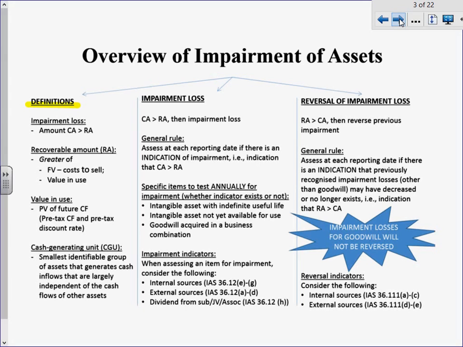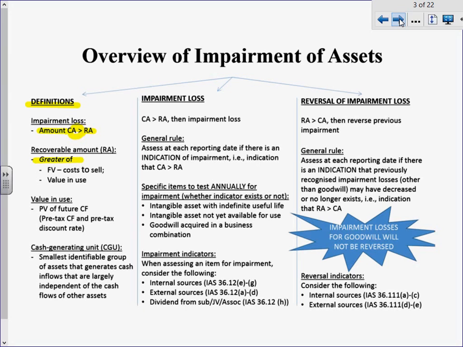Important definitions. So what is an impairment loss? An impairment loss is the amount by which the carrying amount exceeds the recoverable amount. We'll go into what the recoverable amount is in a second, but you'll note that impairments are only about a downward movement. Okay, so if the recoverable amount is lower than carrying amount, we have an impairment. What is the recoverable amount?